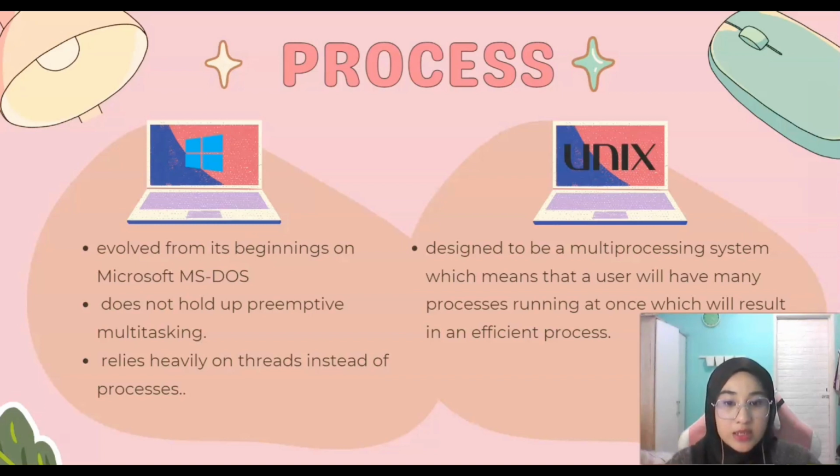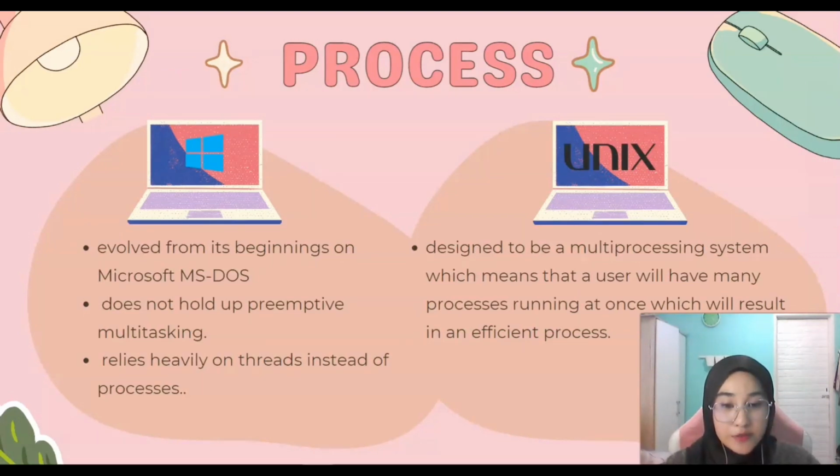In terms of process, the distinction between Unix and Windows is the way both of these operating systems do multitasking. Originally, Unix was designed to be a multiprocessing system, which means that a user will have many processes running at once, which will result in an efficient process. Windows has evolved from its beginnings on Microsoft MS-DOS, which, on the other hand, does not support preemptive multitasking. Subsequently, Windows relies heavily on threads instead of processes. That's all from me. Now I will pass the presentation to SYAFIQAH to explain threads.